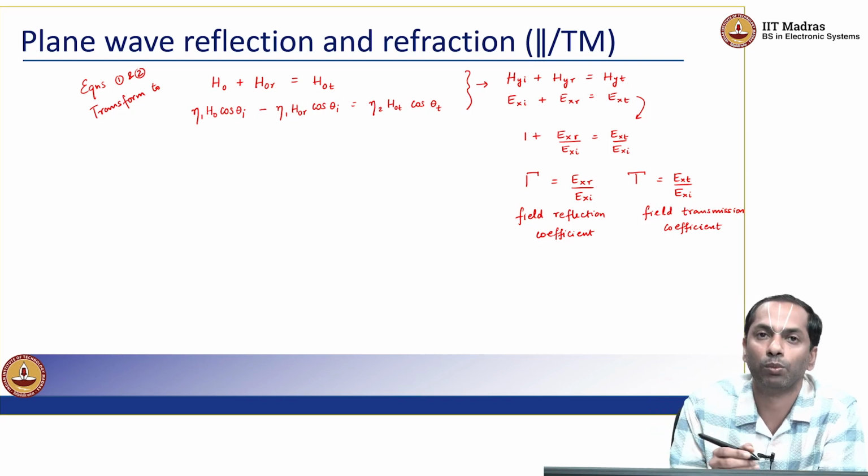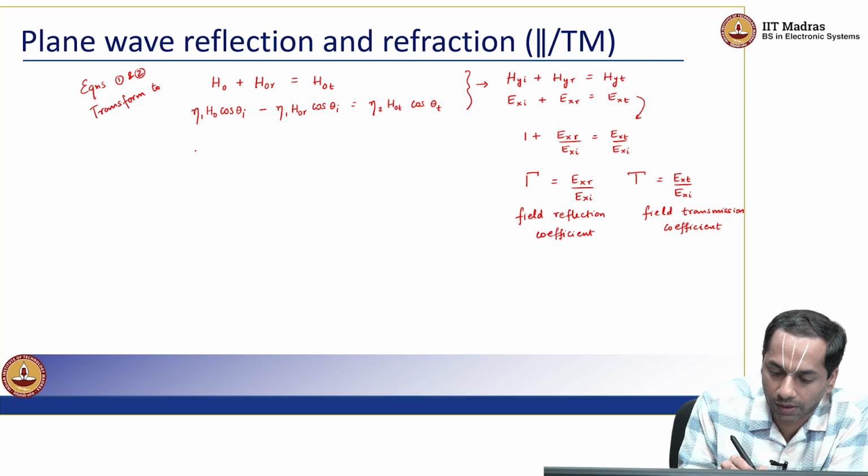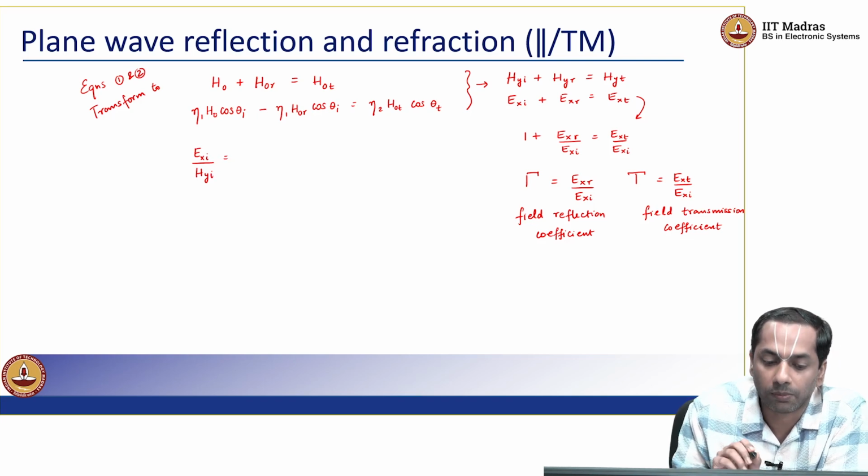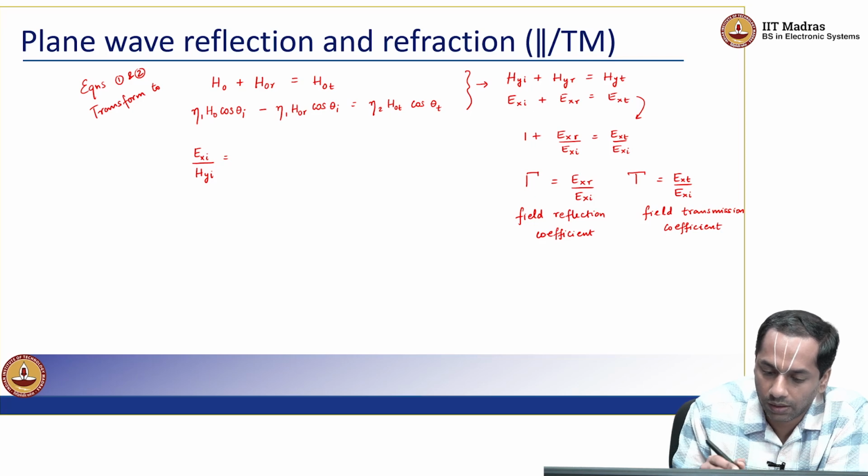Okay. And then a few more definitions. So, I will say Exi divided by Hyi, right. So, looking from equations, the transformed equations 1 and 2, I can write this as eta 1 cos theta i.